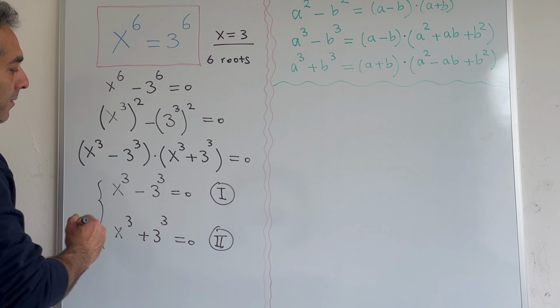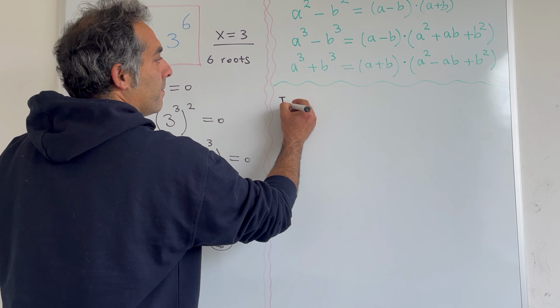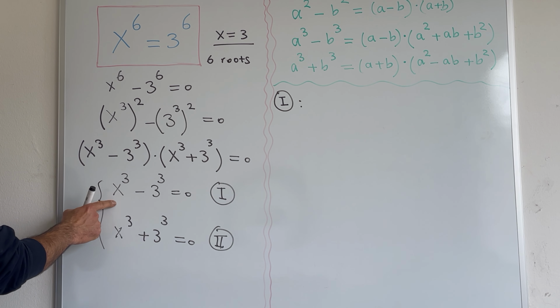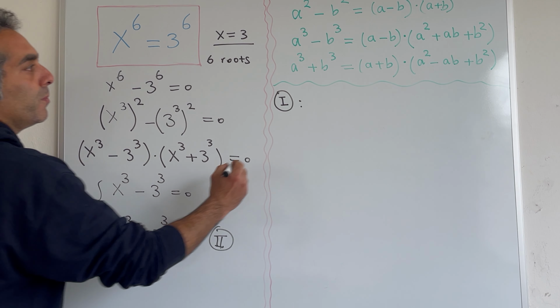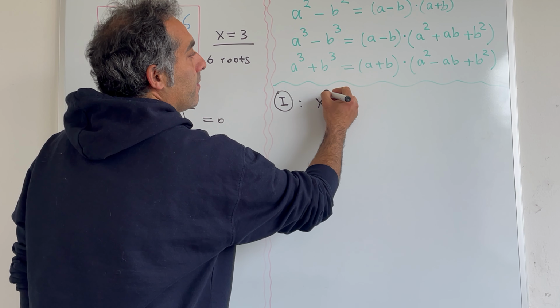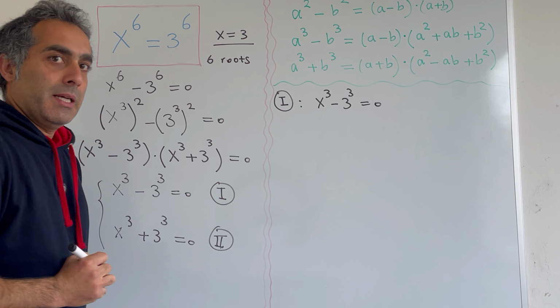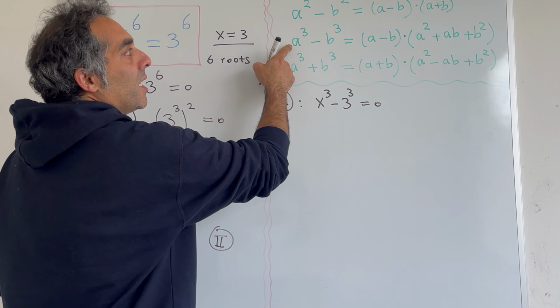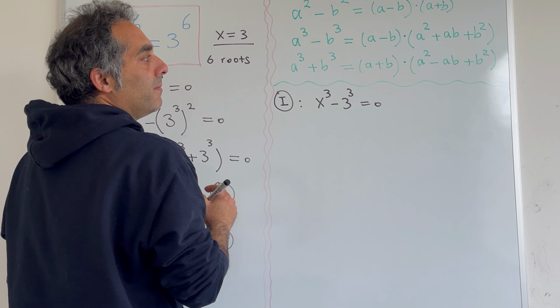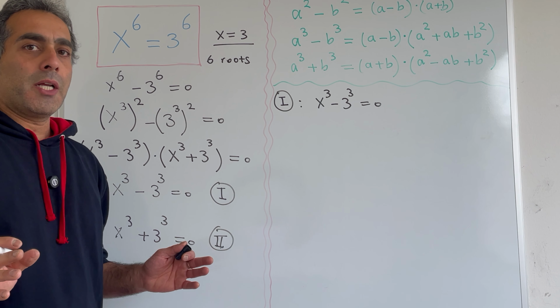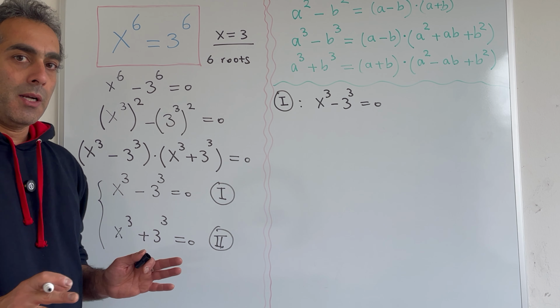But here, I start from equation 1. x cubed minus 3 cubed equals 0. Considering this identity, you know, there are a lot of identities you can use for your mathematical equations.